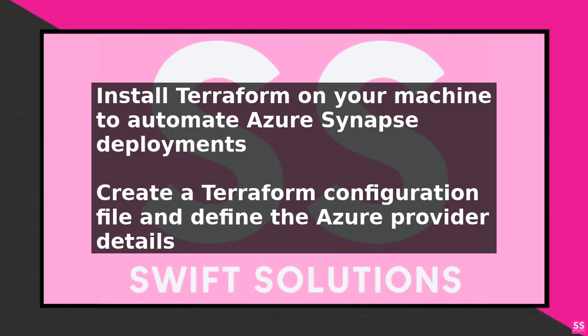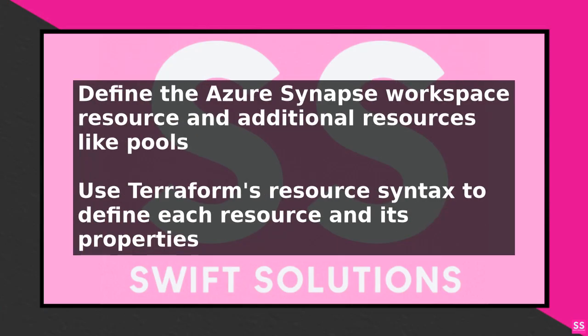You will need to specify your Azure subscription ID, client ID, client secret, and tenant ID. This information can be found in the Azure portal. Next, define the Azure Synapse Workspace resource, including the name, location, and storage account. You can also define additional resources such as Azure Synapse pools, databases, and pipelines. Use Terraform's resource syntax to define each resource and its properties.